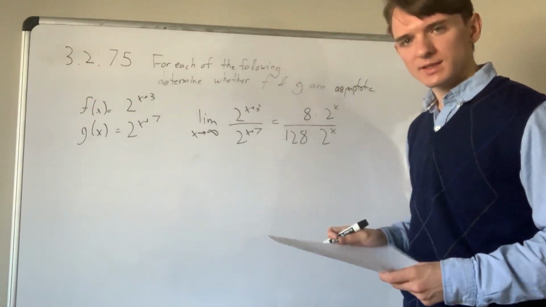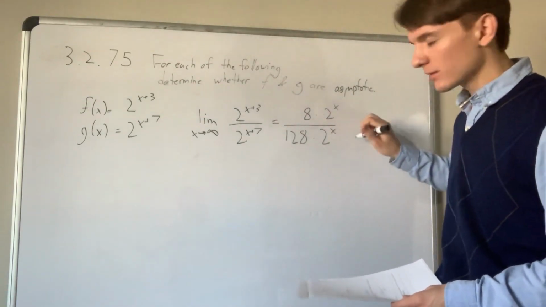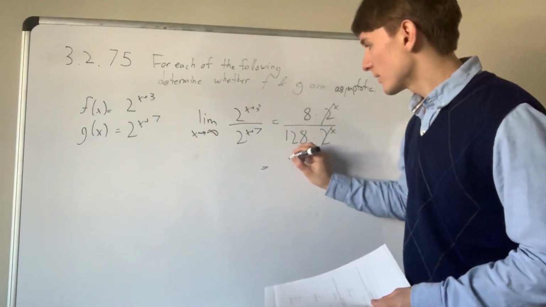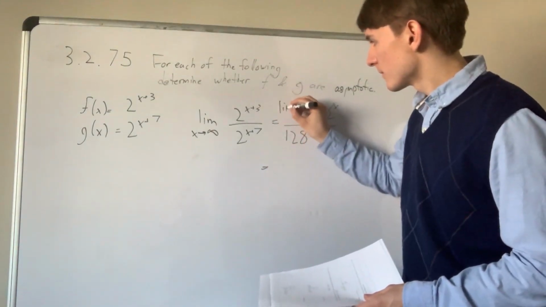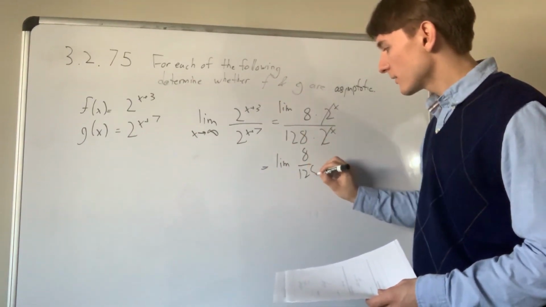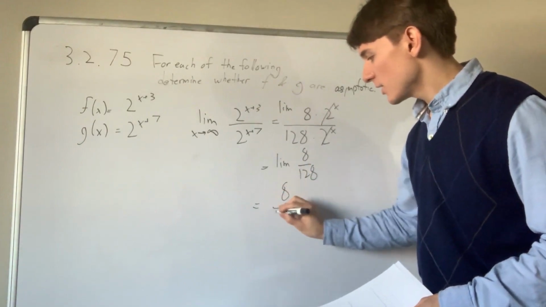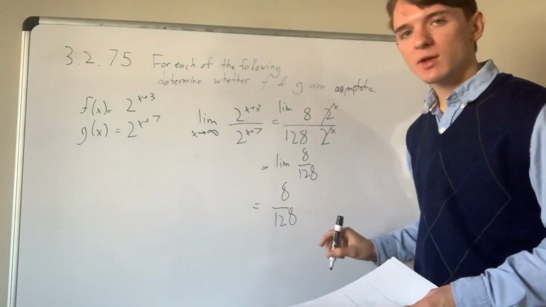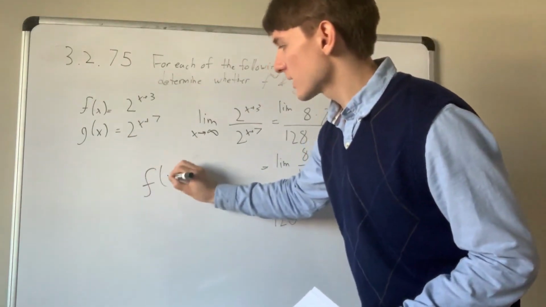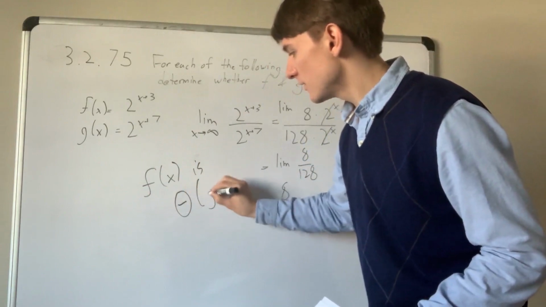From there, it's easy. We take 2 to the power of x and 2 to the power of x on the numerator and the denominator. We cross them out. We're left with the limit of 8 over 128. Because there's no x in there, that's just a constant, 8 over 128. Because we have a constant that's not 0, again we say f of x is big theta of g of x.